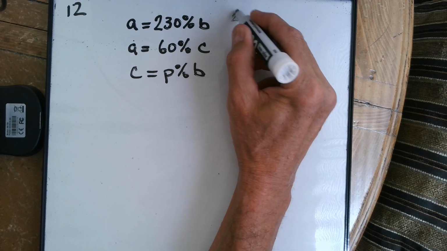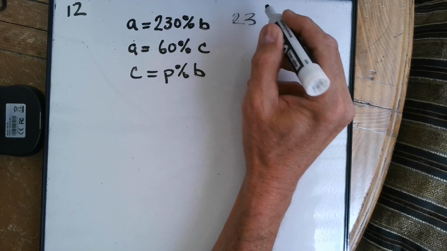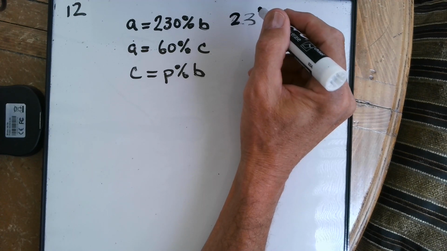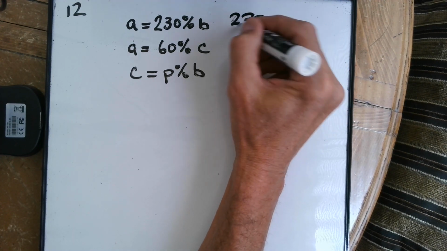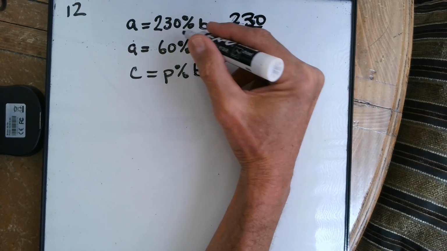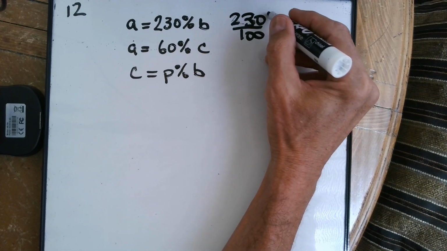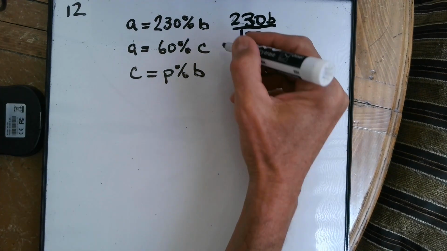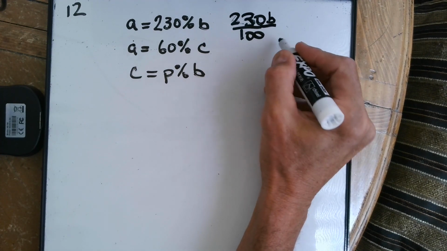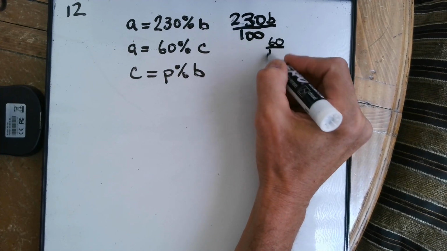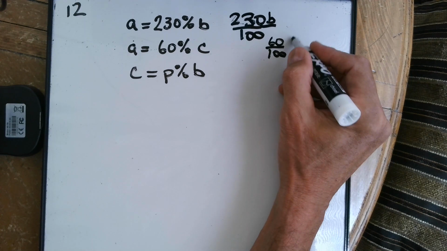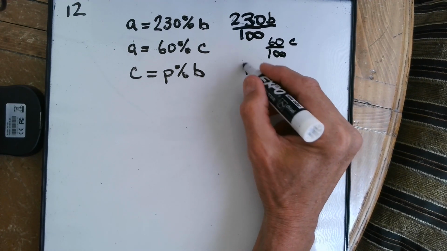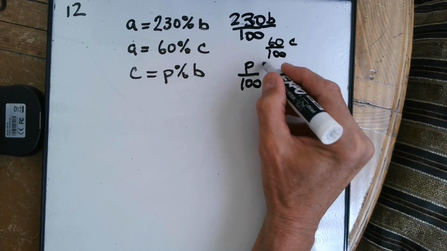So 230, here we go, out of 100. And of means multiply. So that's 230. Let's put this in the numerator. Do the same thing with this. So let's rewrite that as 60 over 100, C on top. And same thing with this P, right? So that would be P over 100, B here.